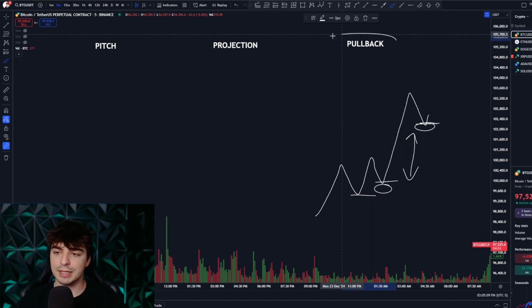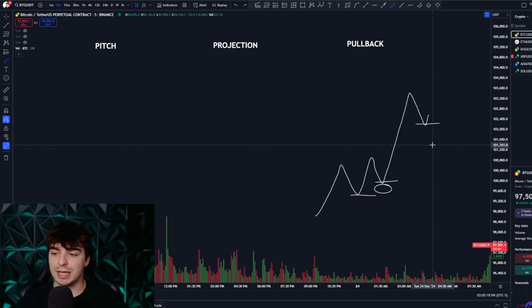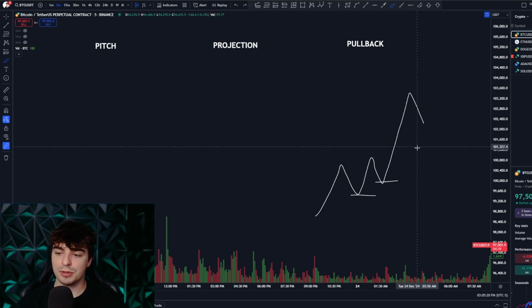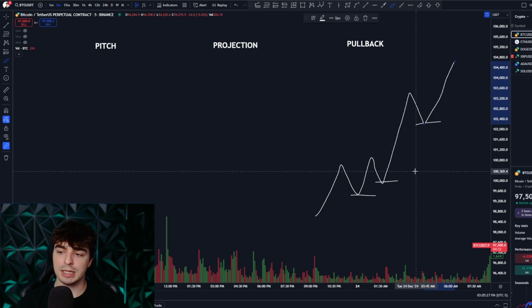The pullback is shallower, right? You're getting a smaller pullback because the distance between the lows is actually getting greater. So in this case, your pullback is shallower, the distance between the lows getting bigger, and so that tells you that price will likely continue higher because it is gaining strength.